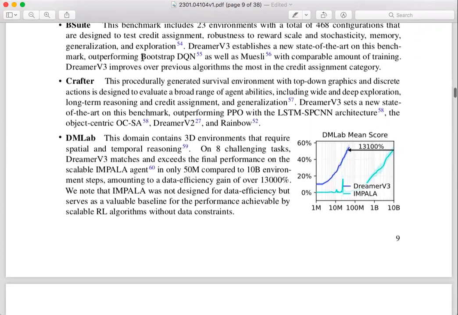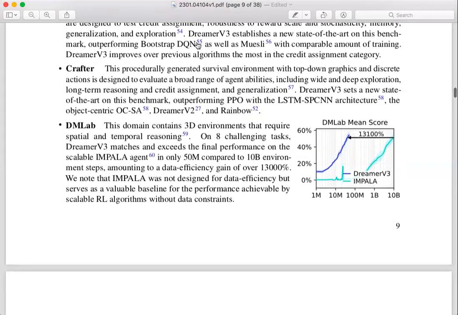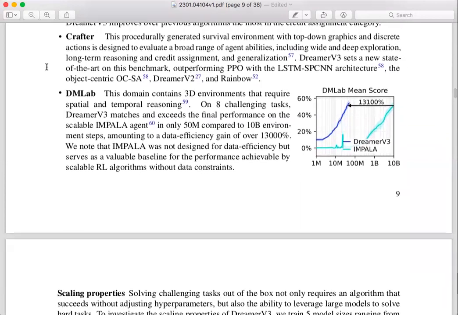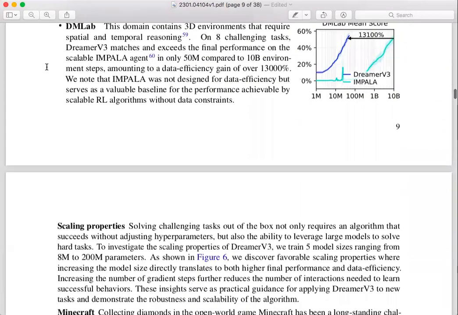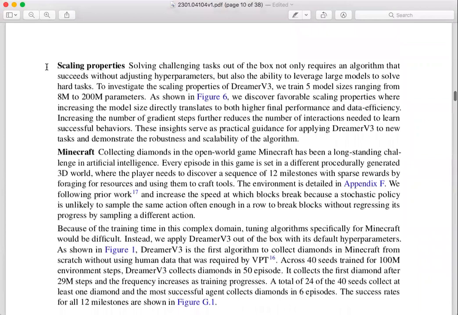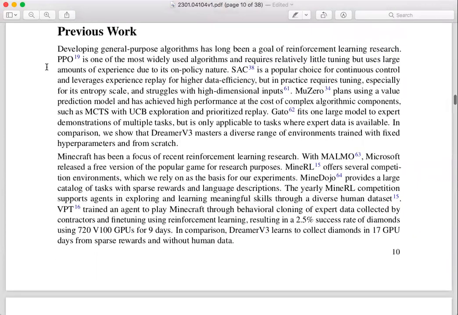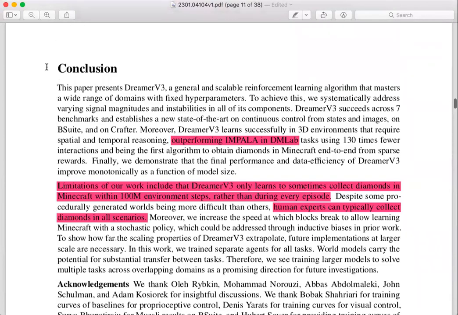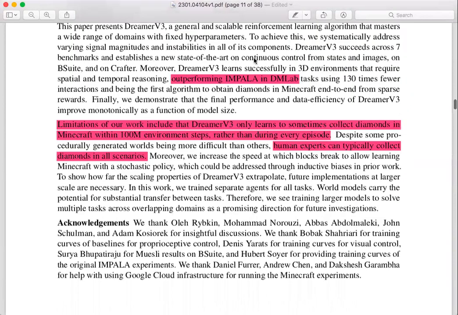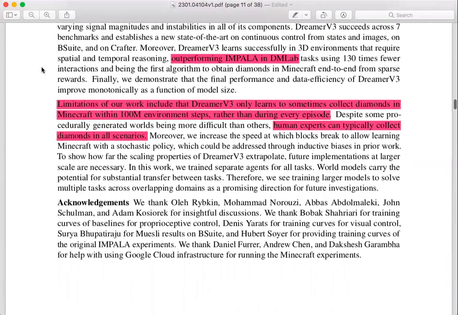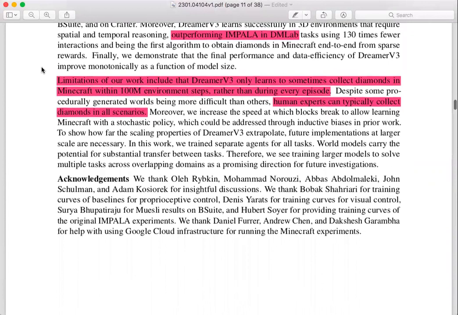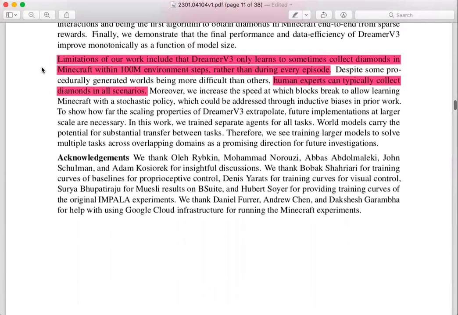They bring up these other models. I'm new to this, so I don't really know them, but they're there, and you can get them through the references in the paper. Crafter, DM Lab, another one they bring up, scaling, and then Minecraft. And they talk about the other models in the conclusion, outperforms these two. I don't know why I highlighted it. I guess it's because I didn't read the benchmarks.